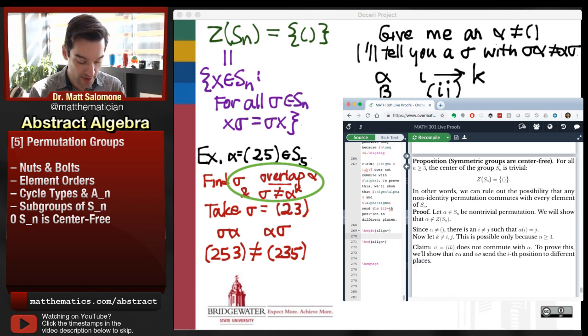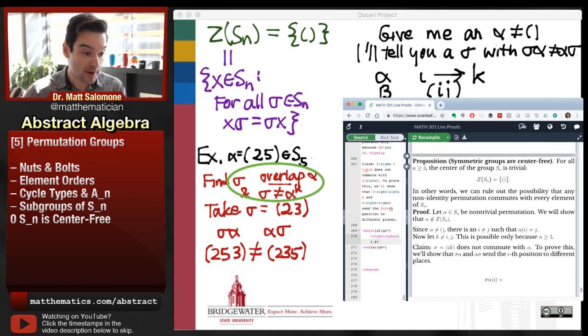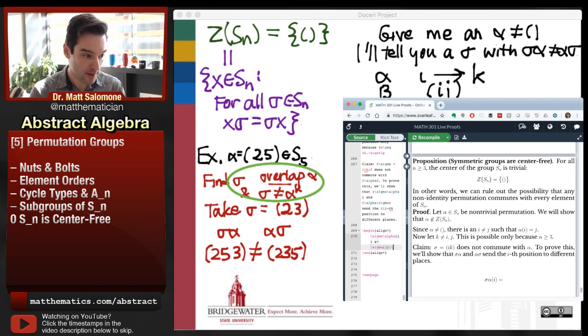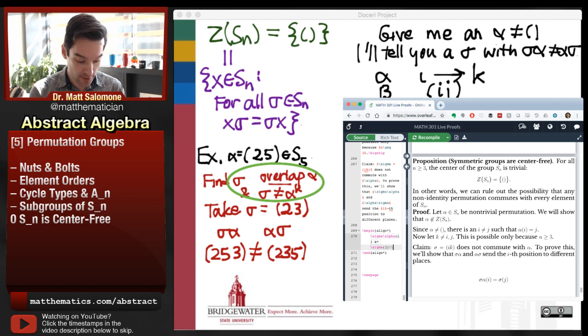So let's check how sigma alpha acts on the ith position. Alpha is going to act first, again reading my permutations from right to left. And when alpha acts first, it sends position i to position j. That's what this sentence up here says. So that's going to equal sigma of j. But sigma is a transposition of i with k, so j is not changing under that permutation, and that's just going to equal j. Sigma alpha applied to i sends position i to position j.